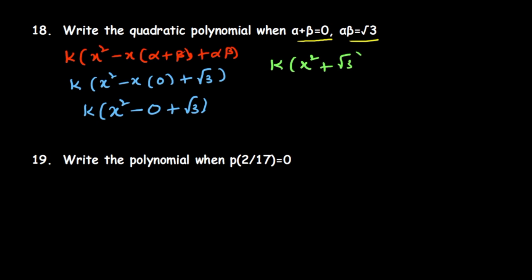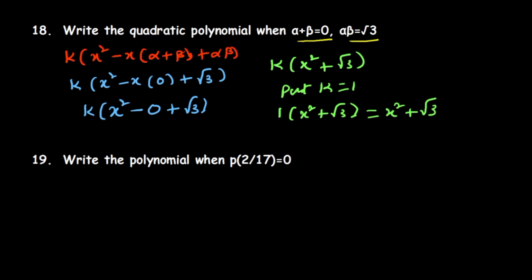Now what is the value of k here? Put k equal to 1, because root 3 means we take root 3 divided by 1. So that means no denominator. No denominator means you can take 1 as the k value, right? So then 1 into x square plus root 3. Then the answer is x square plus root 3. So very important and very interesting, right?